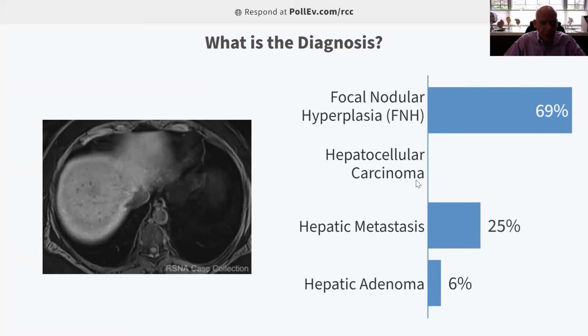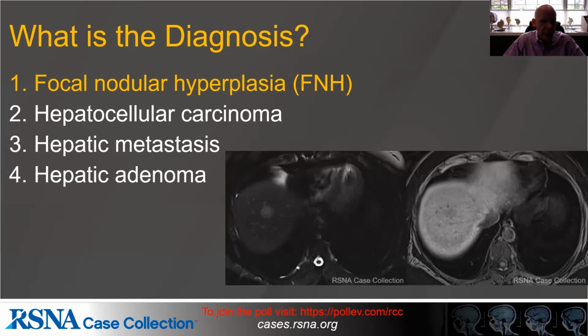And I'll tell you, I hadn't heard of this entity until a few years ago when it became somewhat increasingly recognized, to my knowledge, initially in the pediatric oncologic population, the reports of this occurring. And so let's go ahead and look at the answer. The answer is FNH, focal nodular hyperplasia.